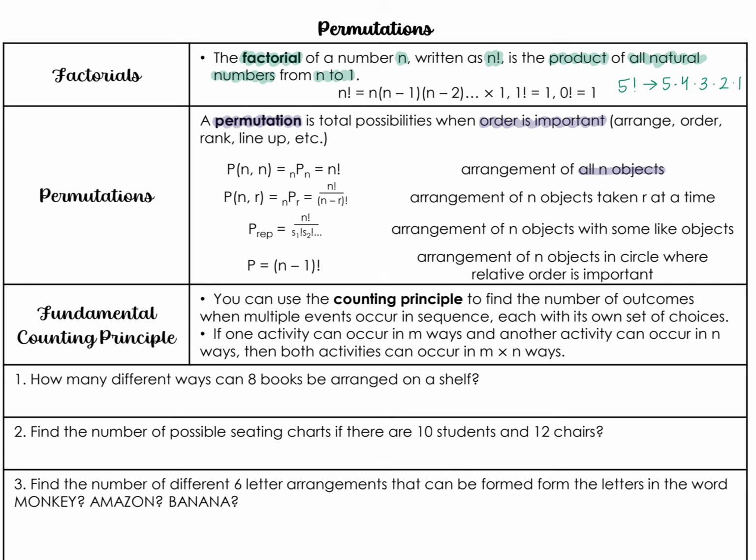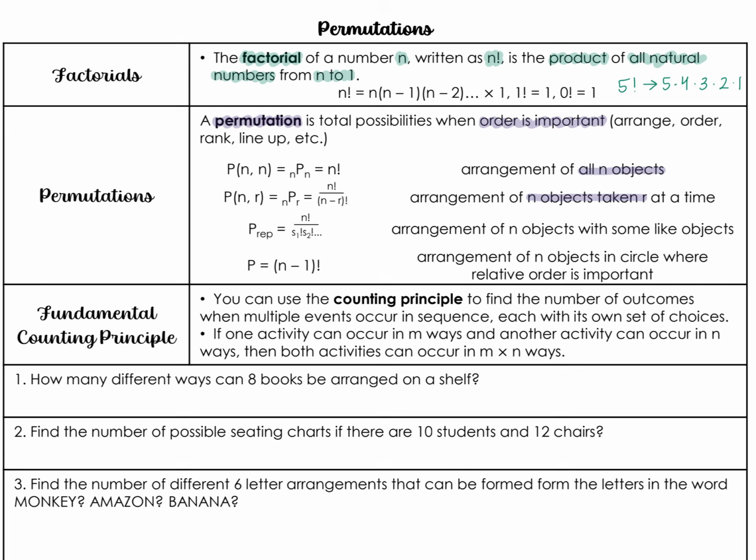Then we have the arrangement of n objects, but we're taking r of them at a time, so we're not using every single one of them. For that write-up, we would do P(n, r). Just to clarify, your r should never be greater than your n, because it's not possible to take more than what is available to you. Then we have our formula, which is n factorial over (n minus r) factorial.